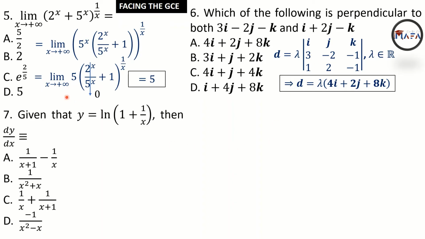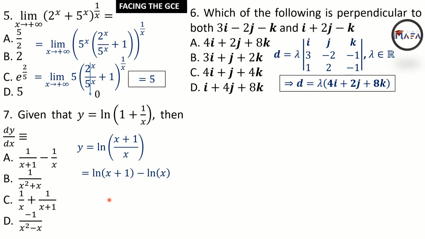Alright, question 7 is on differentiation, specifically differentiation of ln functions. The question reads, given that y is equal to the ln of 1 plus 1 on x, then dy by dx is equivalent to. So first of all, recall that you can look for the LCM. 1 plus 1 on x is the same as x plus 1 all divided by x. From the laws of logarithm, we can separate this by taking the ln of the numerator minus the ln of the denominator. If you want to combine the two, since it is subtraction, we just need to divide the arguments.